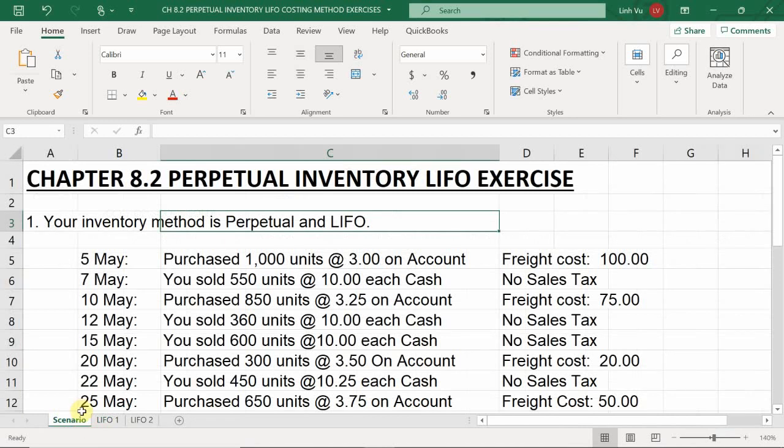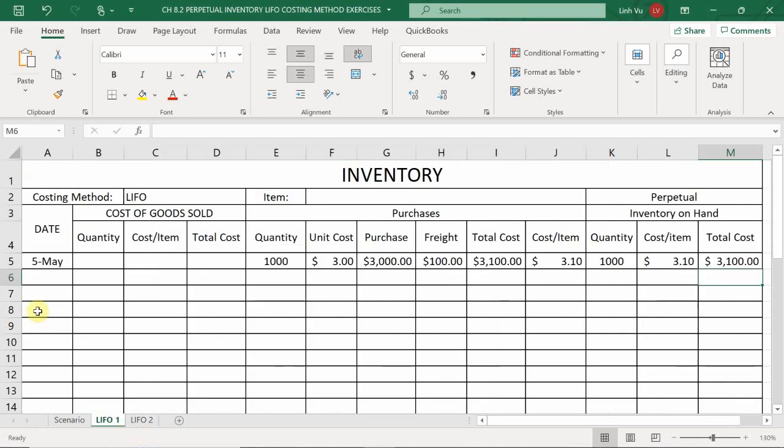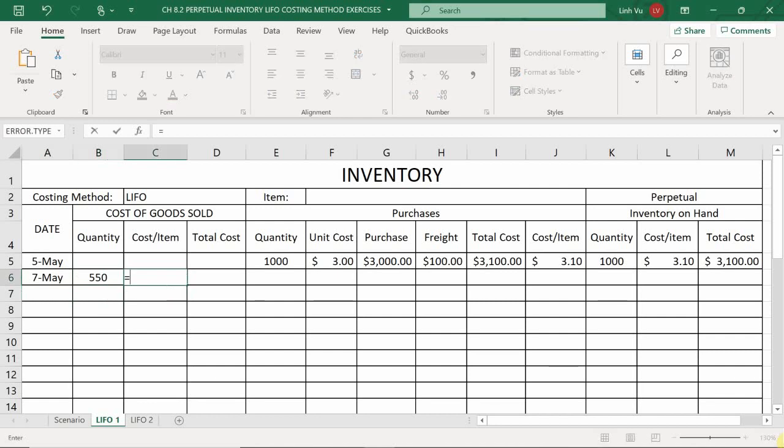So then May 7 rolls around and you end up selling 550 units at $10 each for cash. Okay. So selling 550 units. So it's May 7. We sold 550 units. In this case, how many batches of inventory do we have?